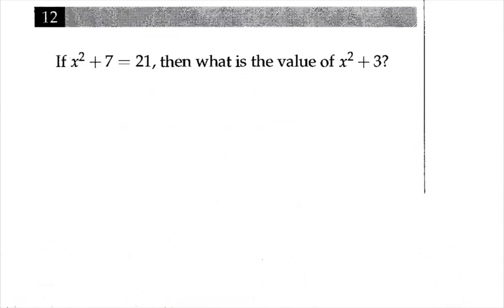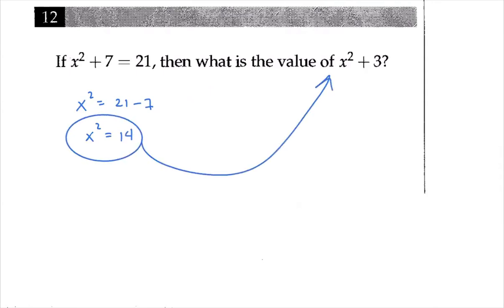Question number 12, if x squared plus 7 equals 21, then what is the value of x squared plus 3? So here it's only two steps. x squared equals 21 minus 7. It means that x squared equals how much? 21 minus 7 is 14. Do we have here to take the square root? Actually, no. Why? Because in the question, we need to get the value of x squared. So you don't have to get the square root, then square it again, since we have to get x squared in the answer. So what is the value of x squared? x squared equals 14, and here we have plus 3. So the final answer is 17.